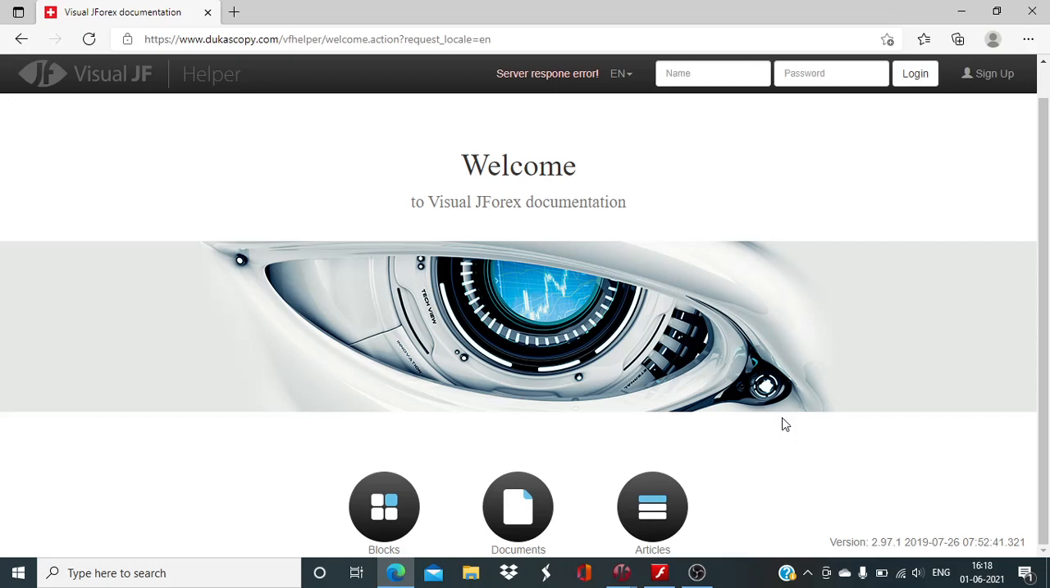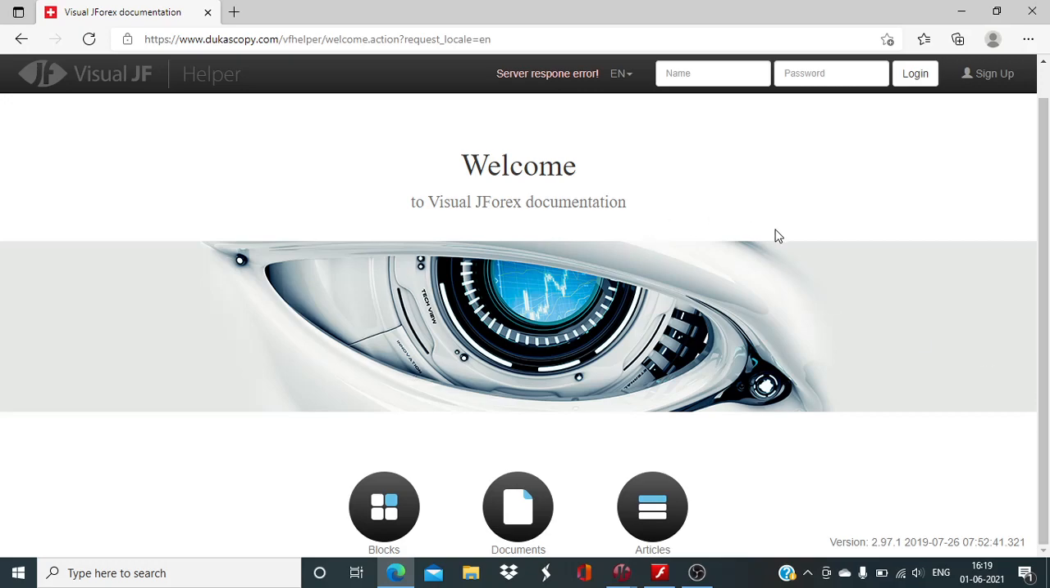Myself Vaibhav. In today's session of Visual JForex, we will be continuing our work with the indicator named Stochastic Momentum Index, SMI. This is going to be the third and final part in this algorithmic development series using the indicator SMI. And in today's session, I will be trying to complete the sell side of the equation.